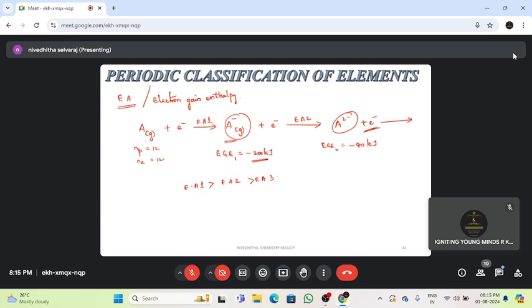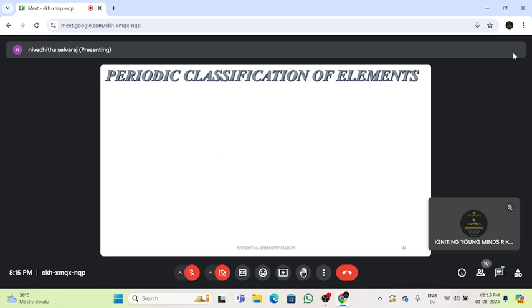And there are factors which will influence electron gain enthalpy or electron affinity. The first factor is definitely effective nuclear charge. If effective nuclear charge increases, electron affinity also increases. If size increases, electron affinity will decrease. Decreases, ma'am, very good. So effective nuclear charge and electron affinity are directly related, while size and electron affinity are inversely proportional.